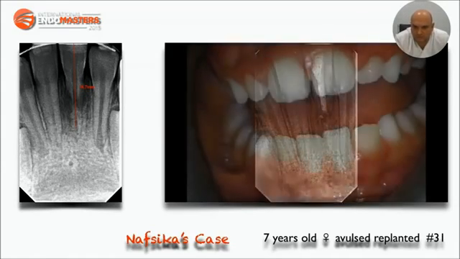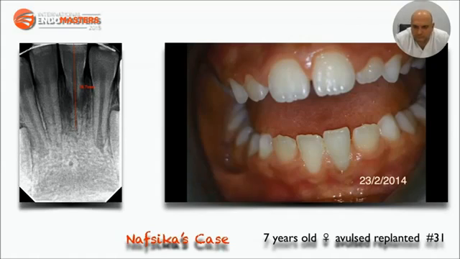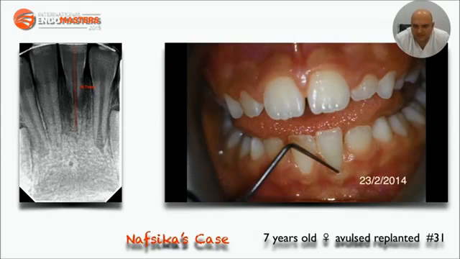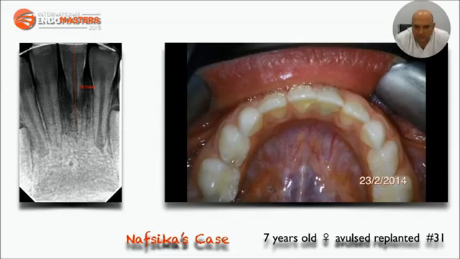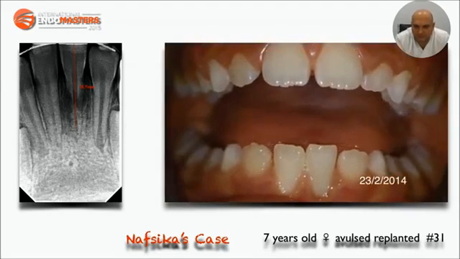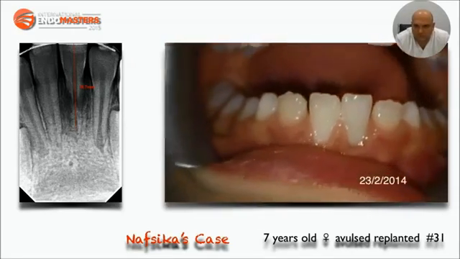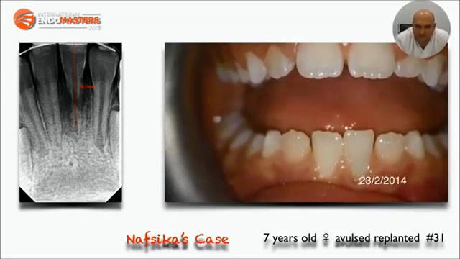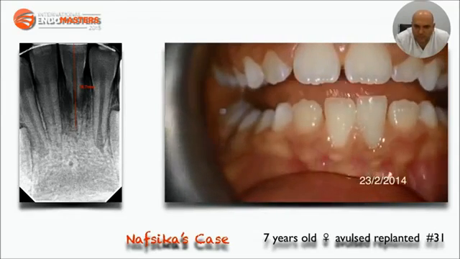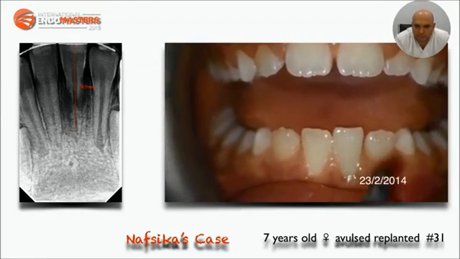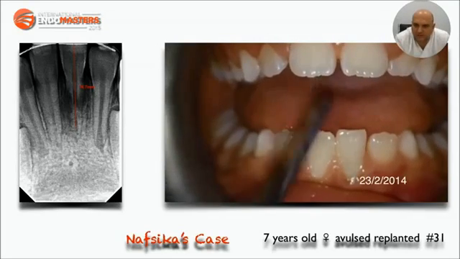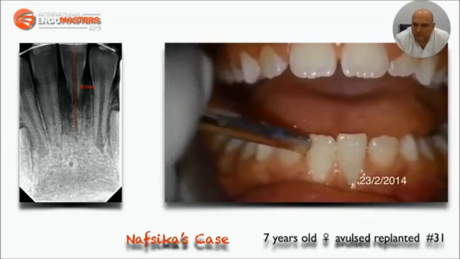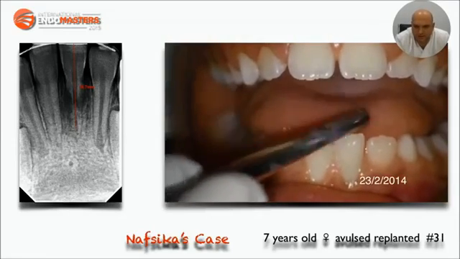This was the situation, and this is 8 months later, the clinical image, the lingual clinical image, and the labial view. The mobility of the tooth is within normal limits. And I left the sound here for you to see that the tooth is not ankylosed. The sound is almost the same with the adjacent teeth.